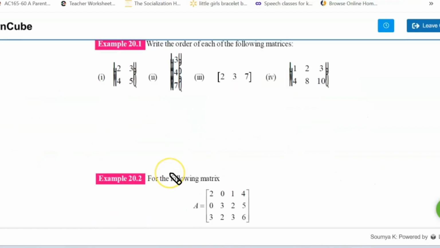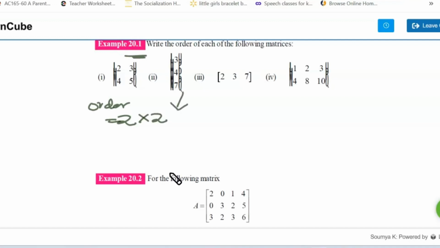Now let's see all these solved examples from your textbook. Let's see the first one, that is example 20.1. Write the order of the following matrices. So it is 2 4 3 5. You have to see what is the order. The order of this matrix: how many rows? 2 rows. How many columns? 2 columns. So it is a 2 by 2 matrix.